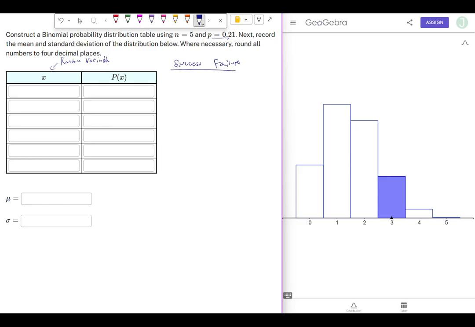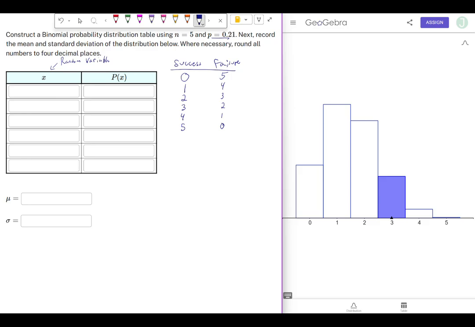So we have 5 attempts or 5 trials, which means that we could have 0 successes and 5 failures, or 1 success and 4 failures, 2 successes and 3 failures, 3 successes and 2 failures, 4 successes and 1 failure, and then 5 successes and 0 failures.